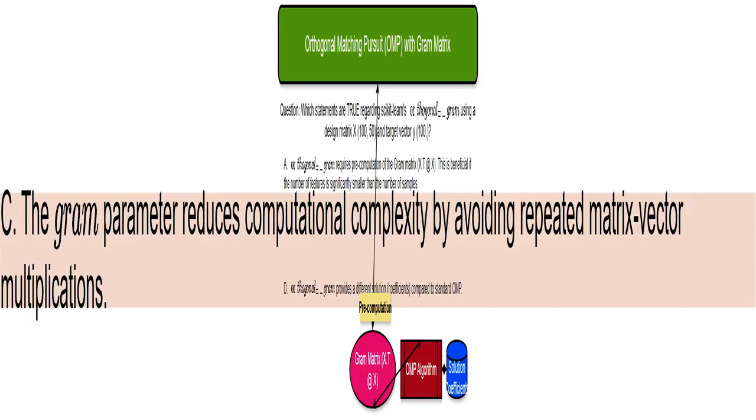The gram parameter refers to using the pre-computed gram matrix. Think of standard OMP as repeatedly doing many small multiplications. Using the gram matrix is like doing one big calculation up front, which is usually more efficient and avoids redundant computations. That's the core of the speedup.